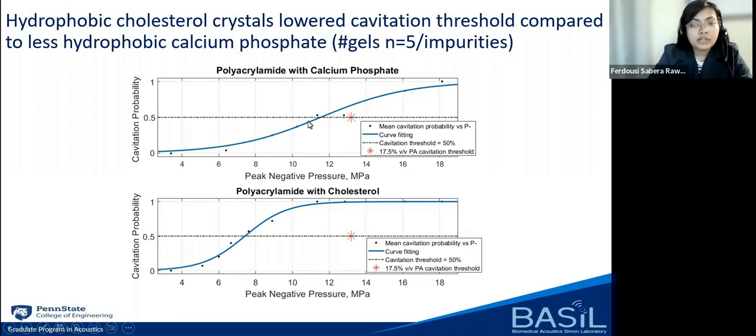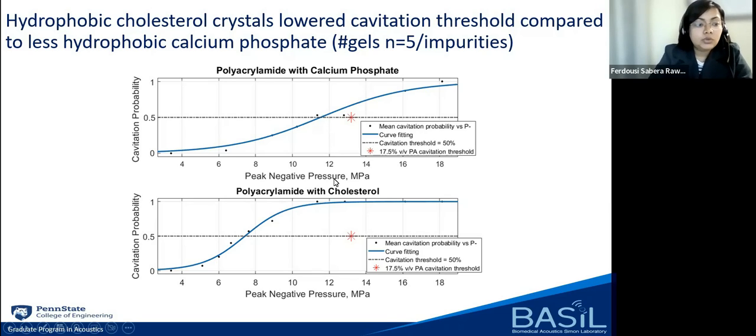When we added slightly hydrophobic calcium phosphate crystals as impurities in separate polyacrylamide gels, cavitation threshold dropped from 13.2 megapascals to about 11.5 megapascals, as shown in these plots. And this shows that impurity does have some effect on cavitation threshold.